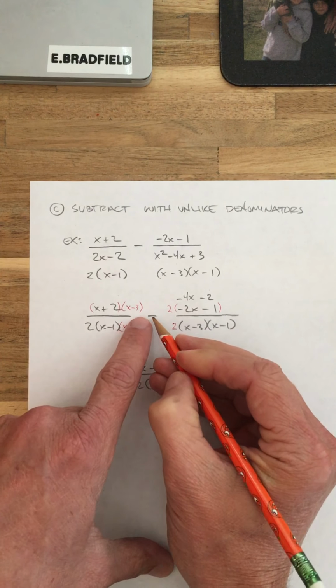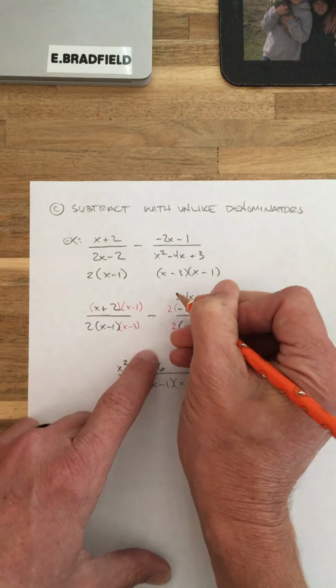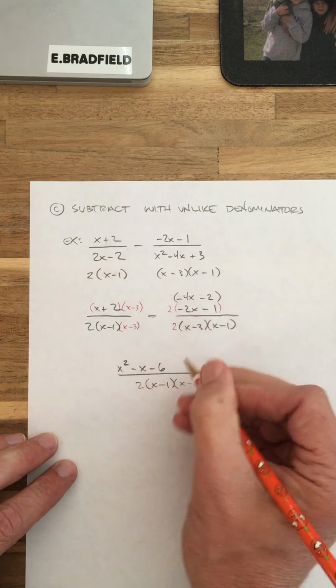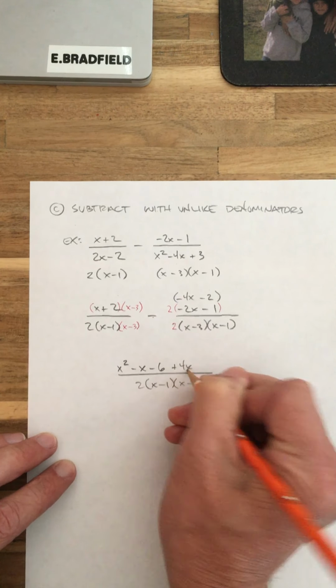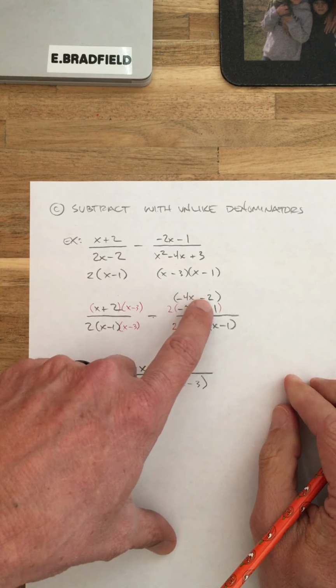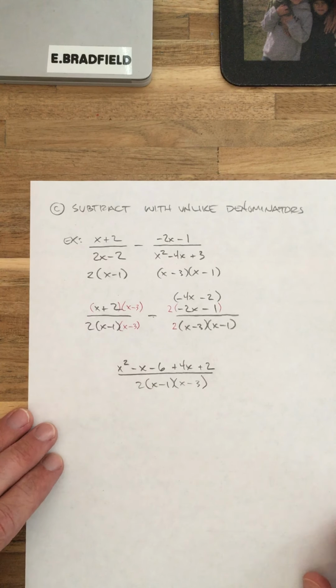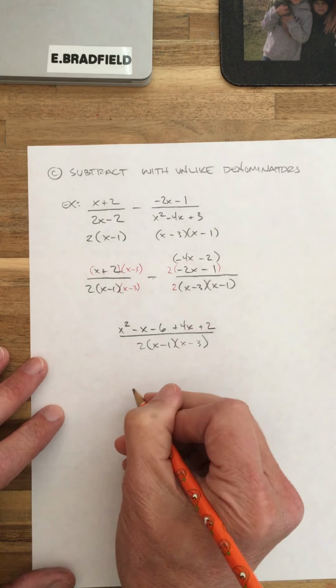And now remember, it's negative times all that. So it's negative times a negative 4x. That's a positive 4x, so plus 4x. And it's a negative times a negative 2, so that's a plus 2. All right. Now let's go ahead and clean up the numerator.